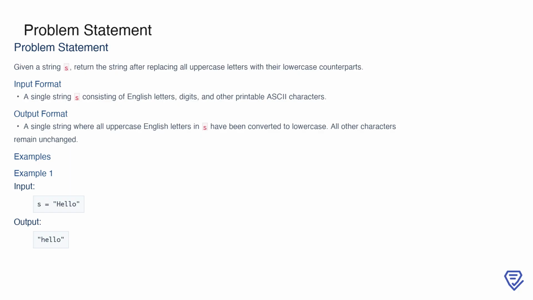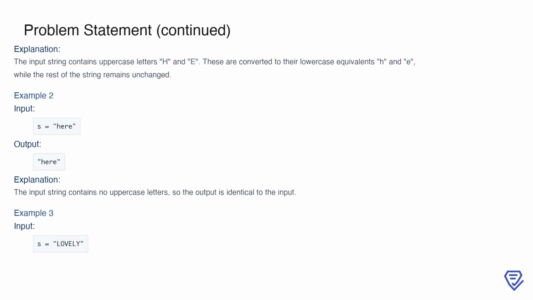For instance, if we look at the first example, the input string is s equals "HELLO". Here, the uppercase letters H and E are converted to h and e, resulting in the output string "hello". Looking at the second example, we have the input s equals "here". In this case, the string contains no uppercase letters, so no transformations are needed. The output remains the same as the input, "here". This demonstrates that the function does not alter lowercase letters.